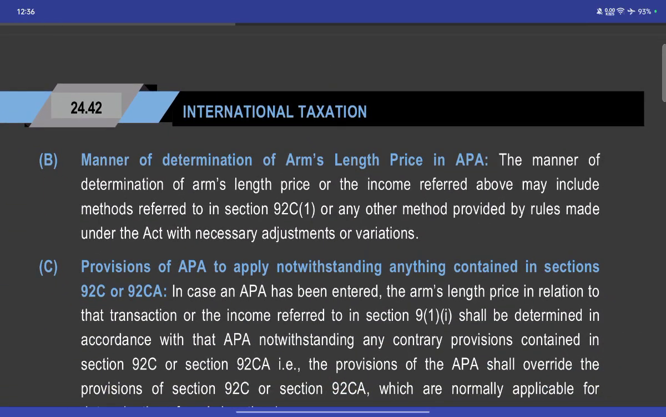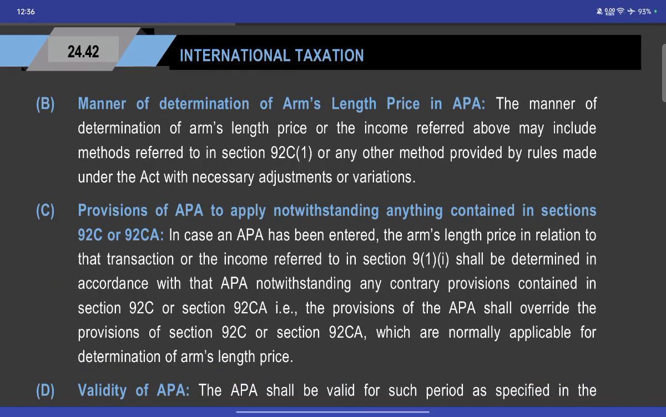Manner of determining the arm's length price. The manner of determination of arm's length price under the APA may include methods referred to under Section 92C(1), or any other method provided by the rules made under the Act, with the necessary adjustments and variations.